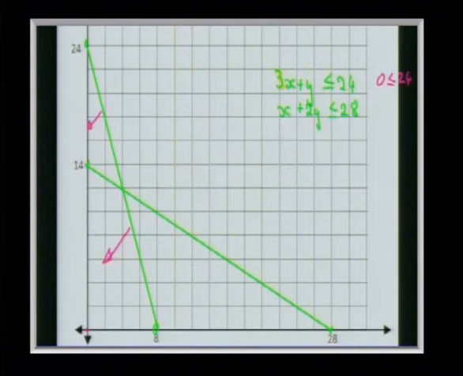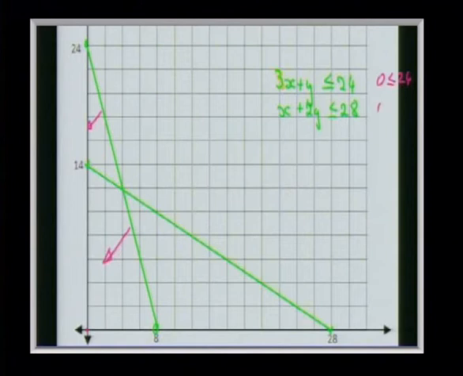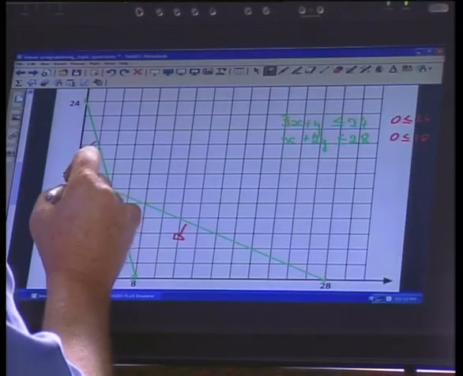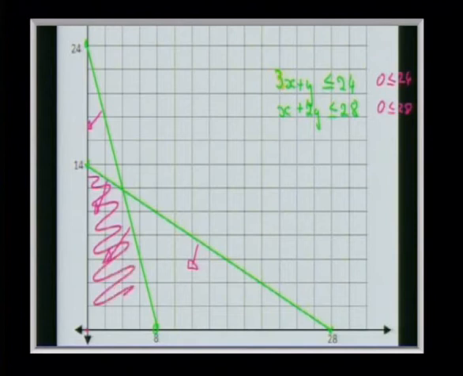Let's pop a test point into the next inequality. 0 plus 0 is 0. Is 0 less than or equal to 28? Yes. So it must lie below this line over here. Now, where do these two constraints happen at the same time? Yep, you've got it. This whole section over here. And what I'll do is I'll just rub out those other two pink arrows.